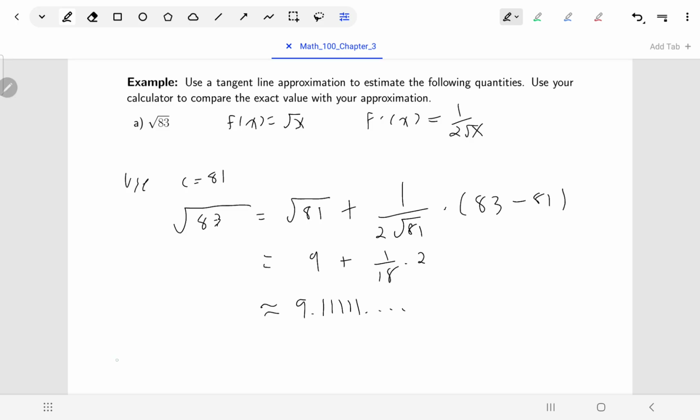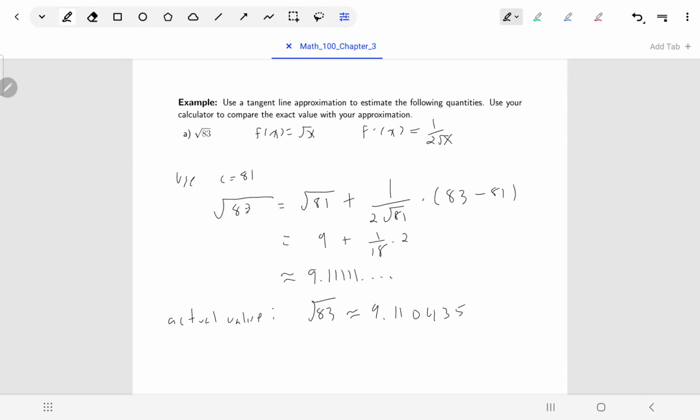The actual value for the square root of 83 is actually not too far off. The square root of 83 is 9.110435 and some other stuff. So two decimal places are actually correct with this approximation. So that's a pretty decent approximation.